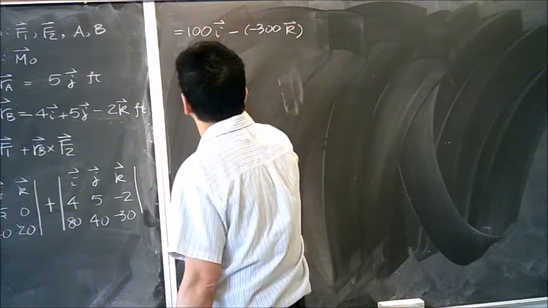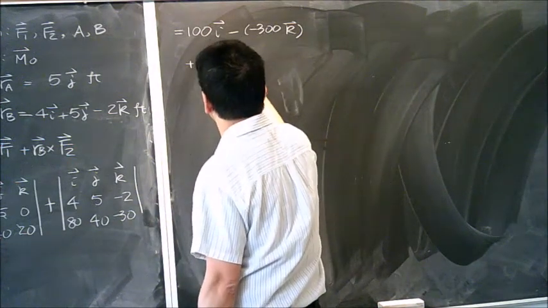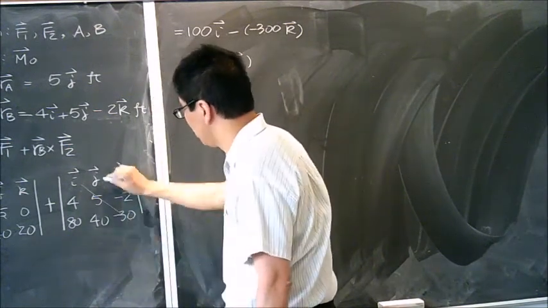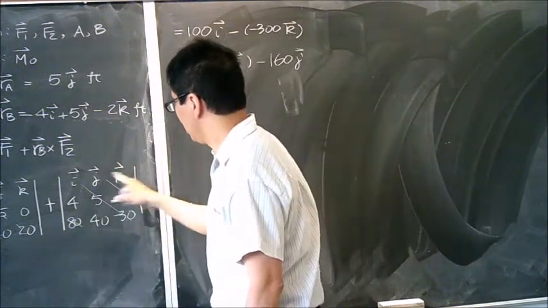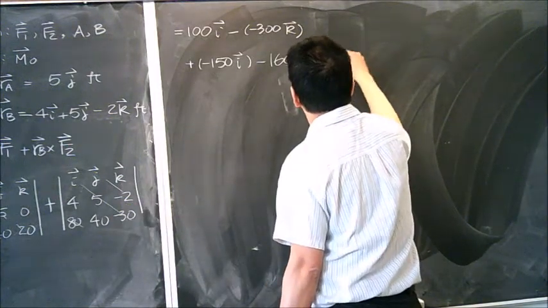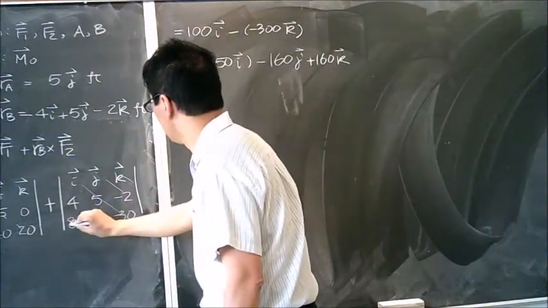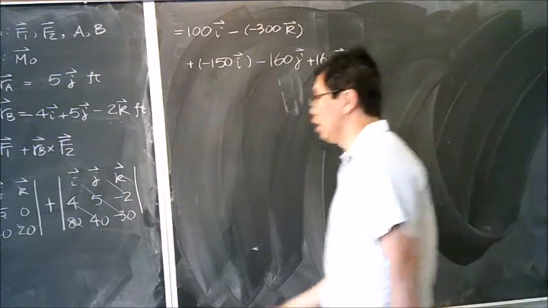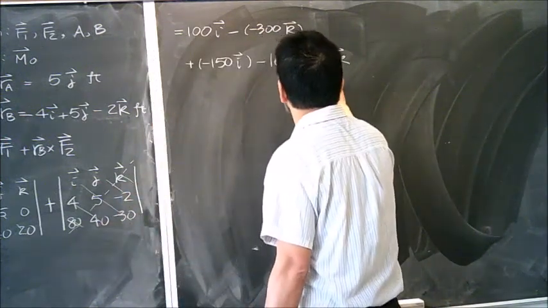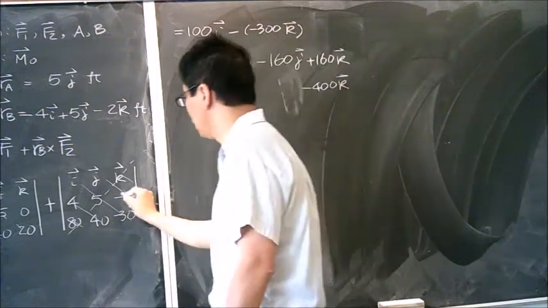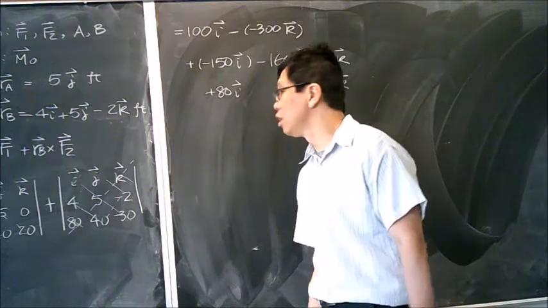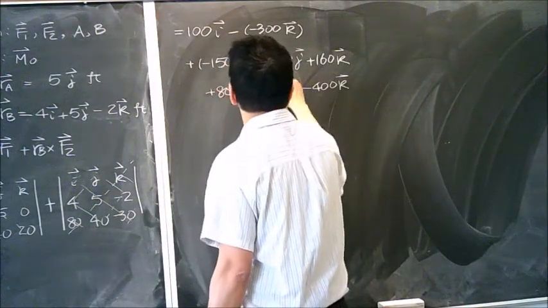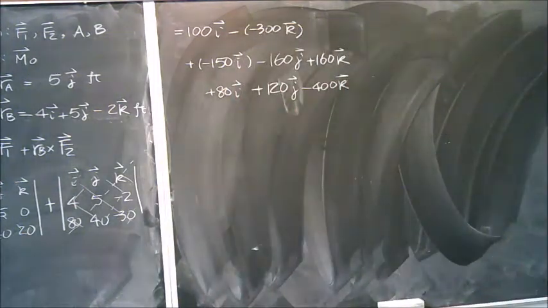For the second one, it's going to be negative 150 I, this one, minus 160 J, plus 160 K, then minus 400 K, plus 80 I, plus 140 J. So you have 8 terms in this equation. Just add them together and you get your answer.